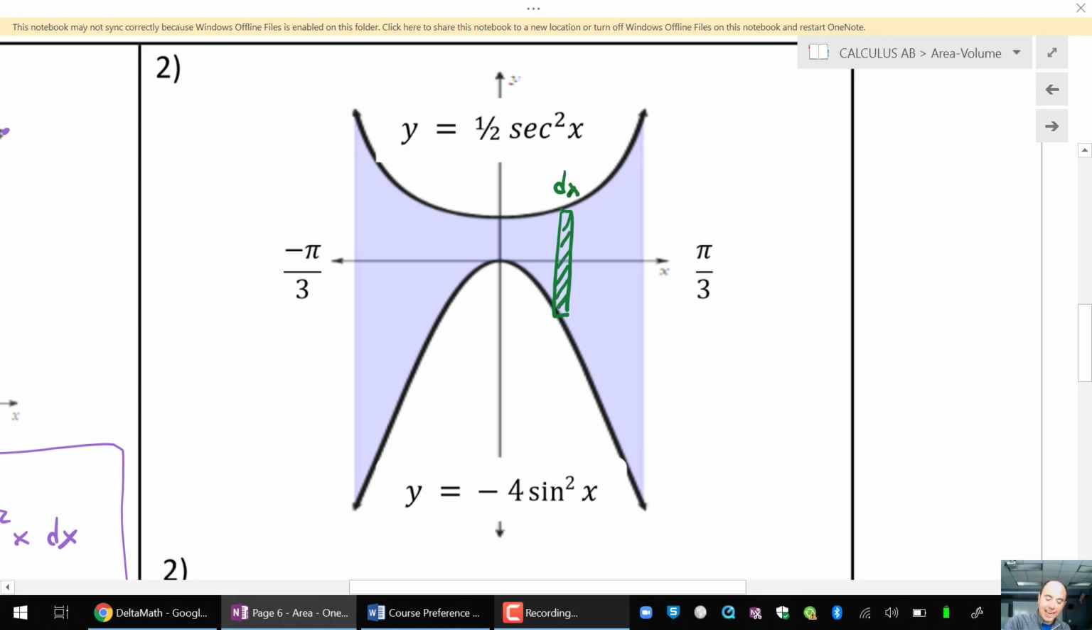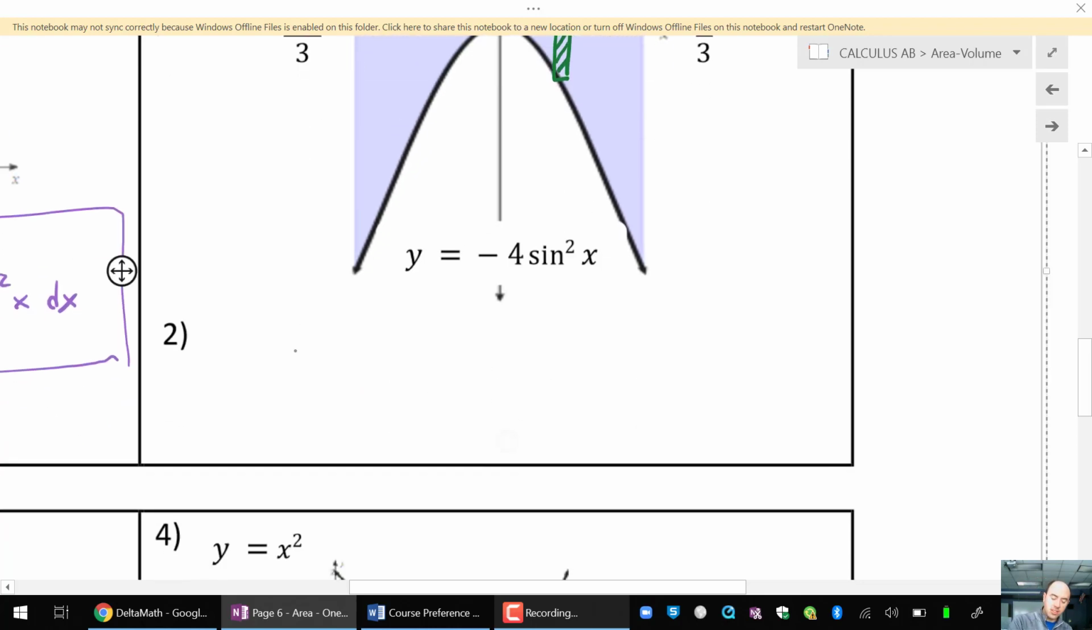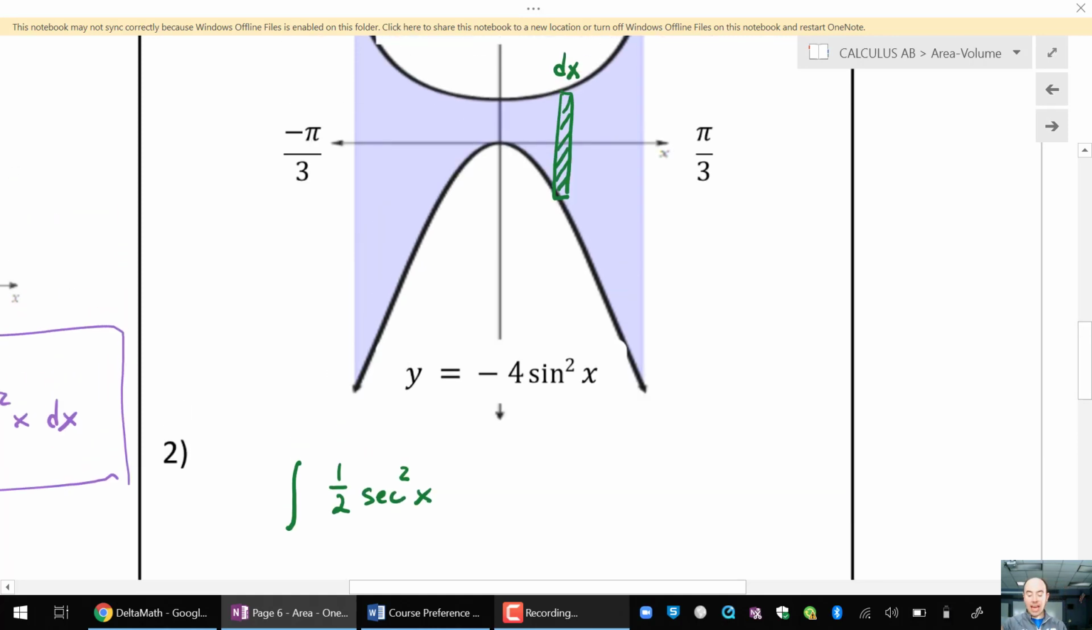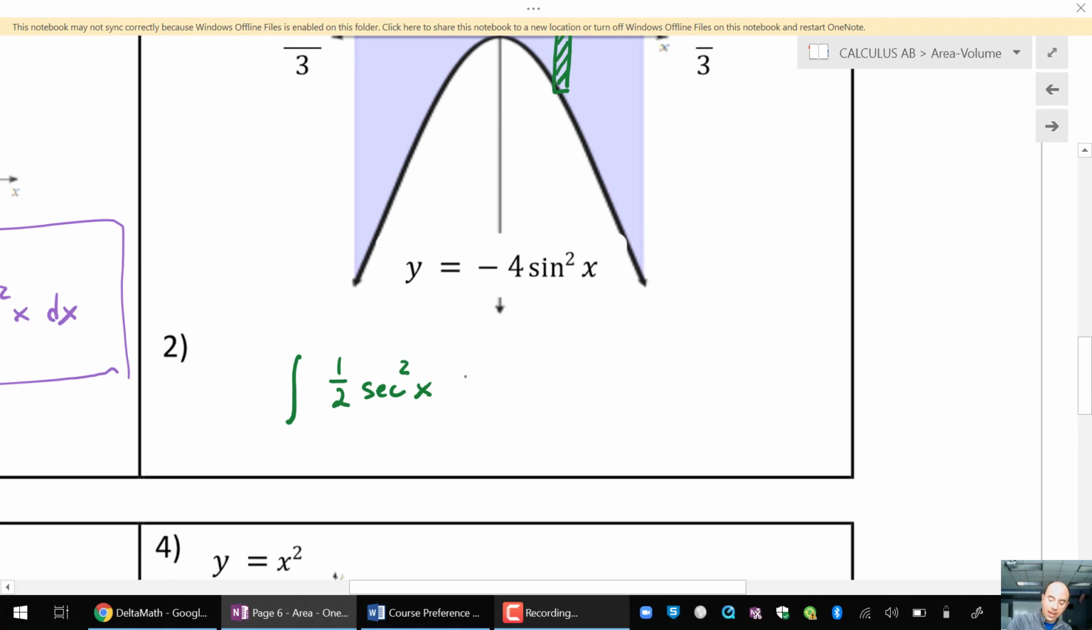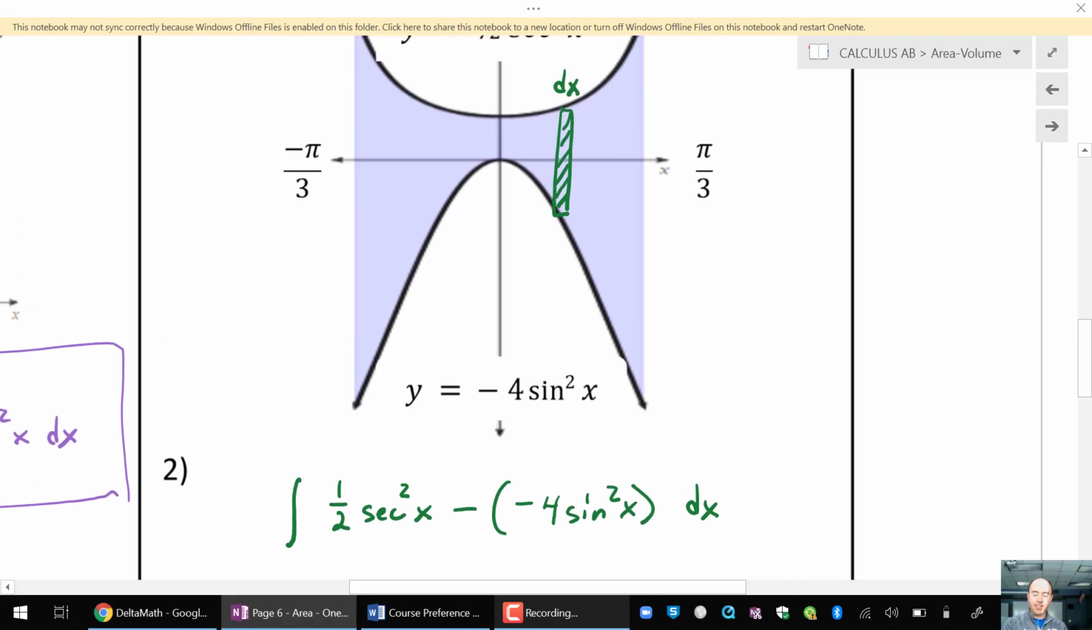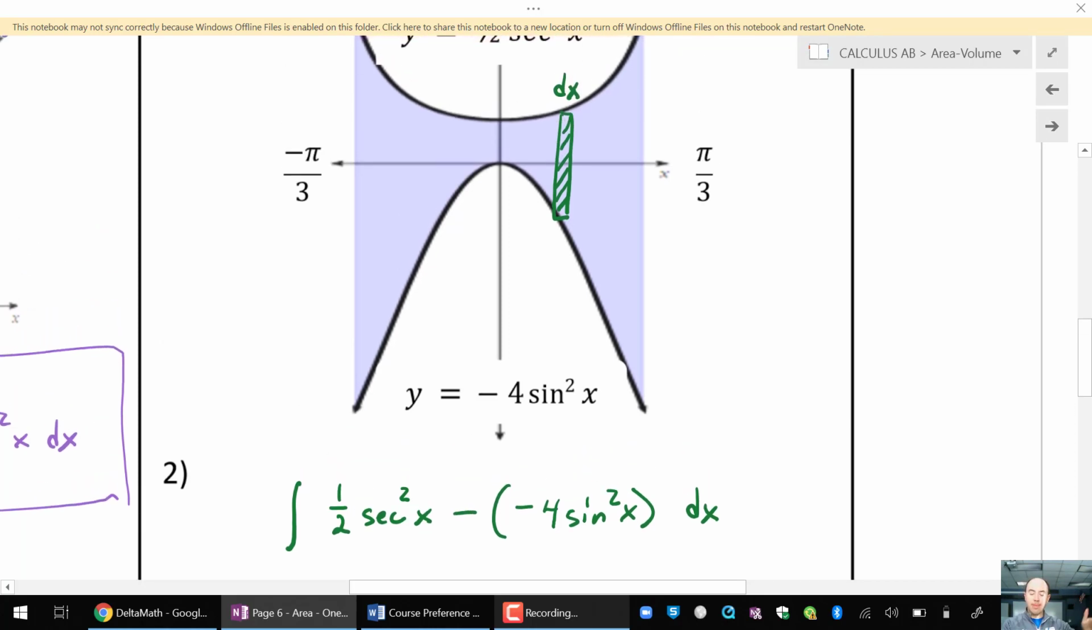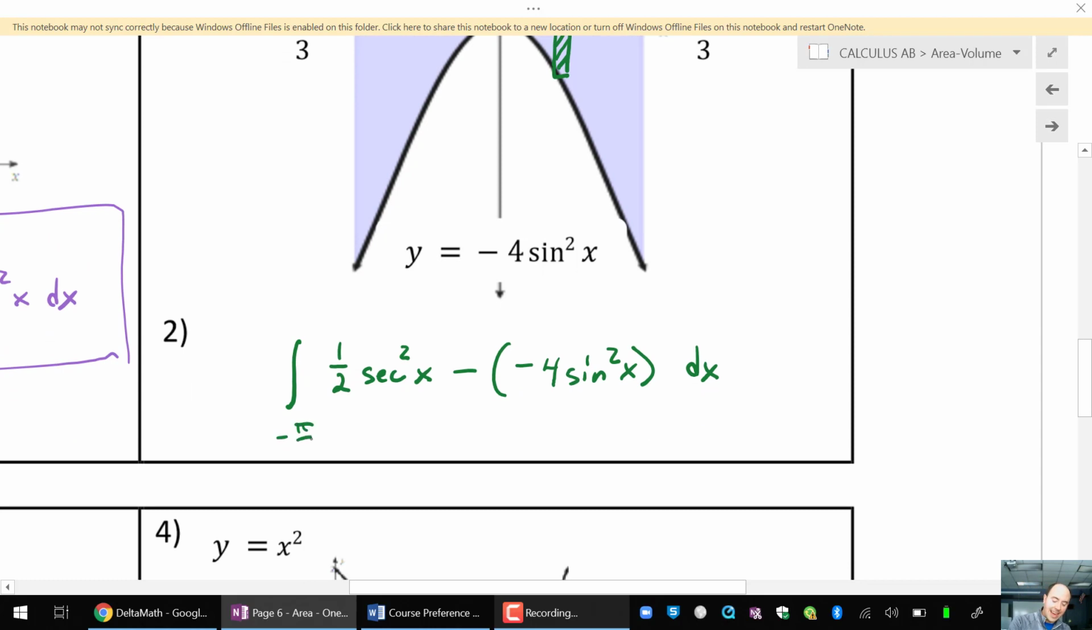Again, thickness would be dx. And it looks like if I go top minus bottom, I will have the 1/2 secant squared x function listed first in my integral. That is the top function. And then minus the -4 sine squared, but a double negative becomes positive. Actually, to avoid confusion, I'll just do this. Minus the bottom times thickness, or times the width, which is dx. And then let's add the bounds. The bounds go from -π/3 to +π/3. Again, x-axis bounds.